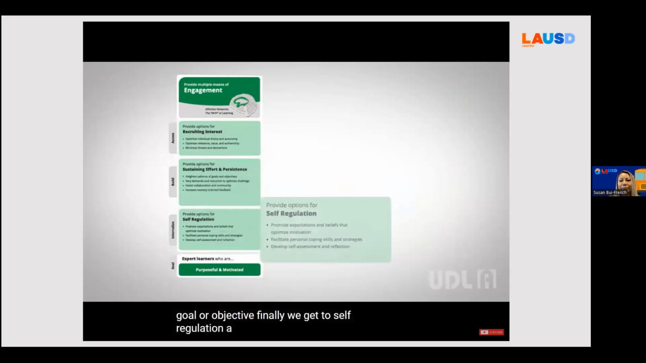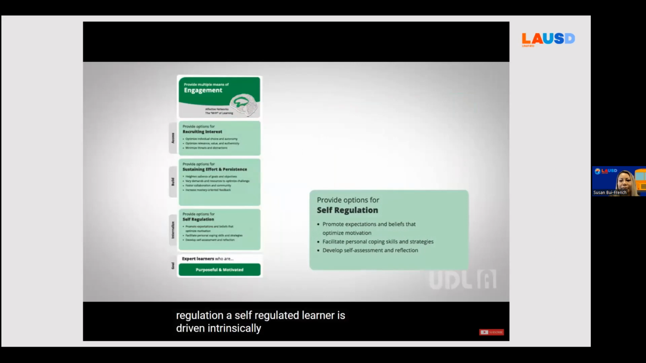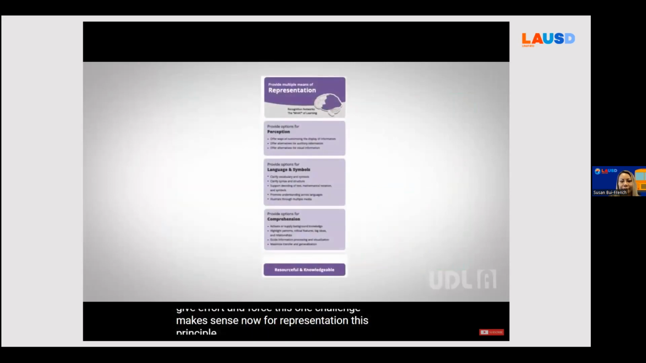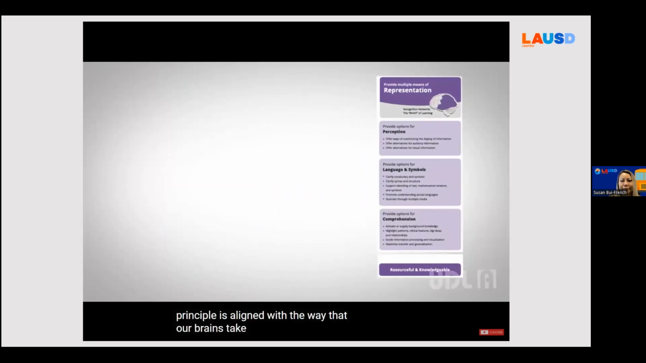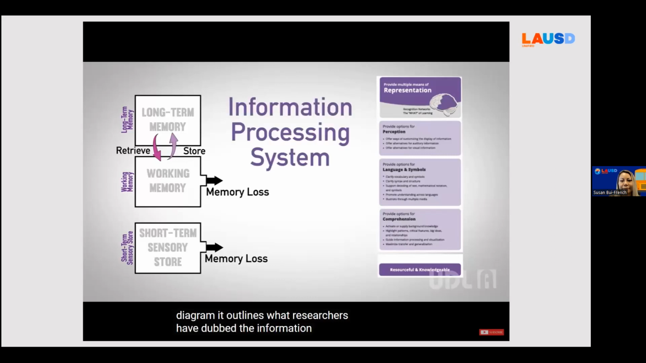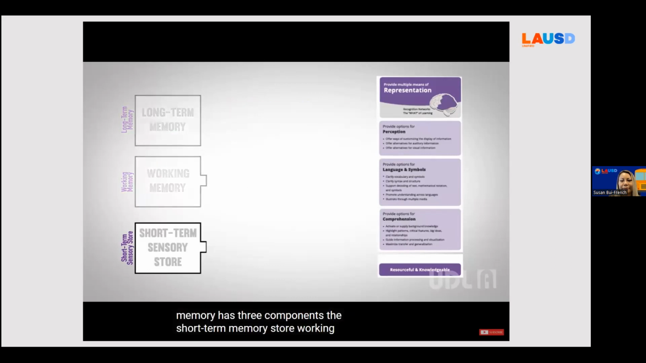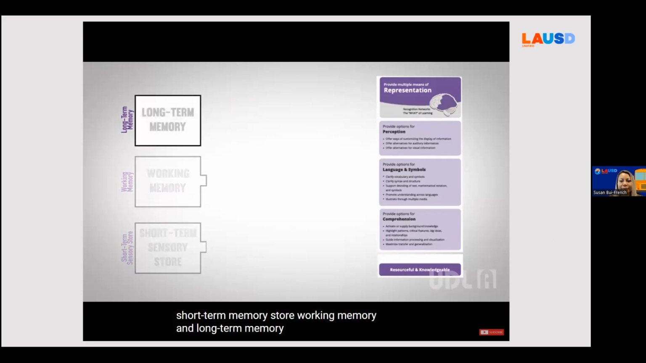Finally, we get to self-regulation. A self-regulated learner is driven intrinsically. They own and inform their own learning and need fewer external supports to actively choose, give effort, and persist when challenged. Make sense? Now for representation. This principle is aligned with the way that our brains take in, make sense of, and retain information. Take a look at this diagram. It outlines what researchers have dubbed the information processing system. According to this model, human memory has 3 components: the short-term memory store, working memory, and long-term memory.